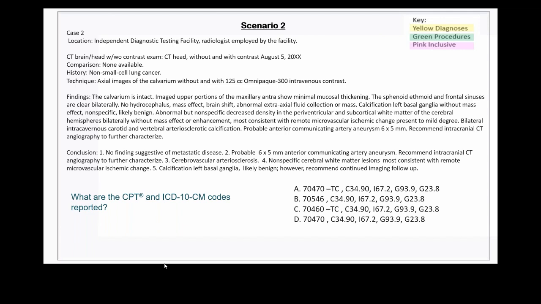3, cerebrovascular arteriosclerosis. 4, nonspecific cerebral white matter lesions, most consistent with remote microvascular ischemic change. 5, calcification left basal ganglia, likely benign. However, recommend continued imaging follow-up.